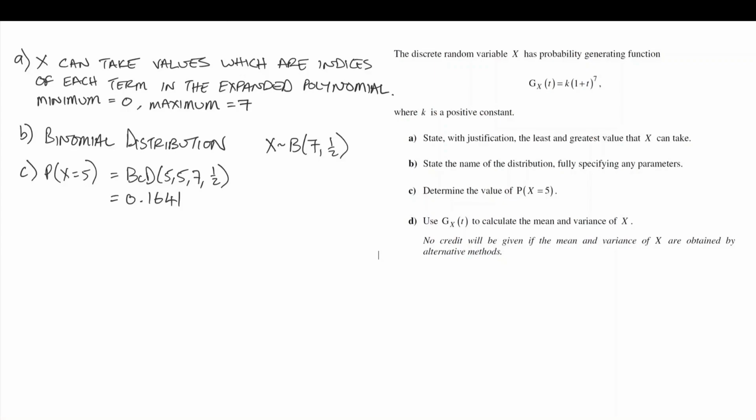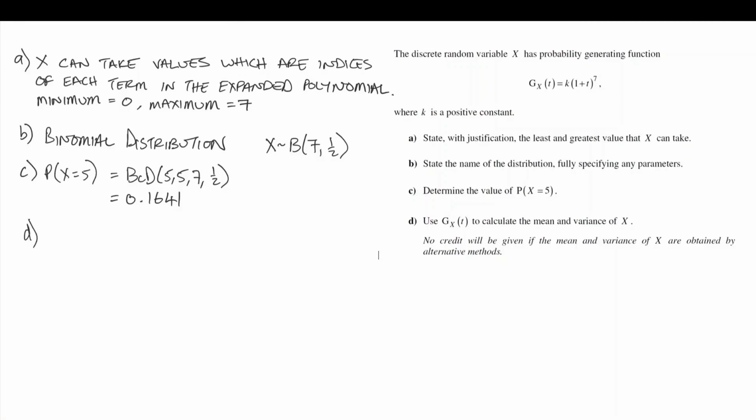Part D of the question asks us to use the probability generating function to calculate the mean and the variance. Okay, the probability generating function. And there are some notes here just to let us know we wouldn't get any credit if we obtained the mean and the variance any other way. We can probably find the mean quite easily from the binomial distribution, n times p, and the variance, n times p times q. But here we're being asked to use the formal techniques. Here we're being asked to use the probability generating function techniques to find the expectation and the variance.